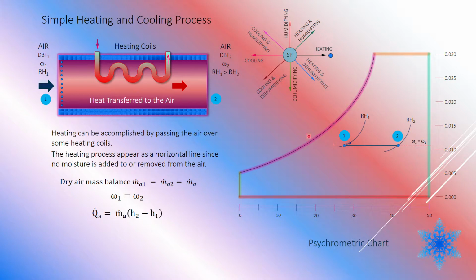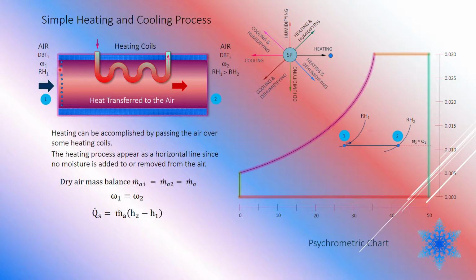So this is a simple heating and cooling process. I have here the heating process. As the air enters the duct, going through the heating coils or the heating elements, the dBT1 here will change to dBT2. Omega 1 and omega 2 should be the same. Omega 1 should equal omega 2 during the heating and cooling process.